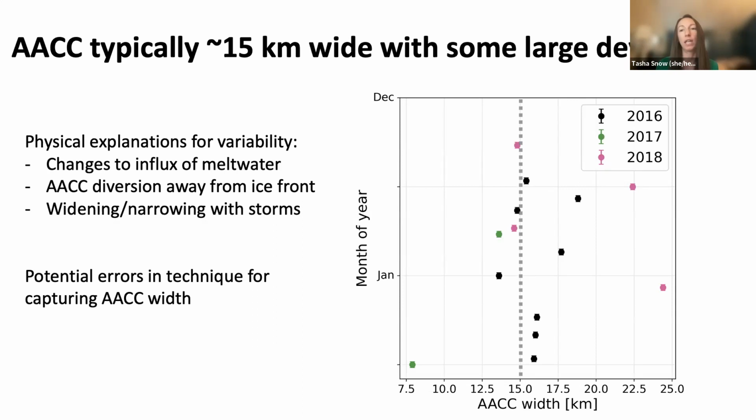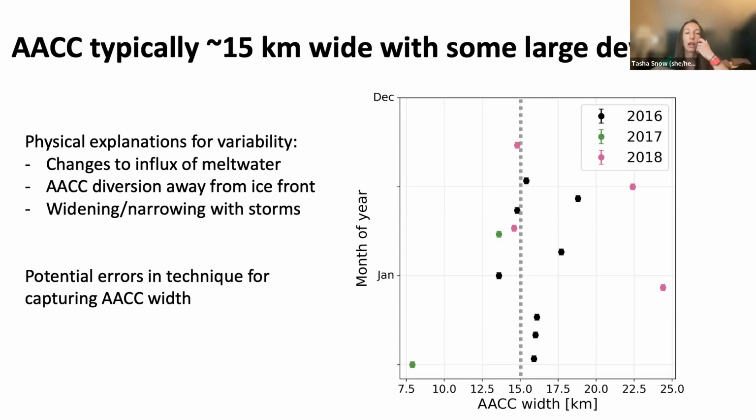You can calculate the width of the coastal current, and we expected that to be about 12 kilometers based on the basin configuration here and oceanographic calculations that were made by some of my physical oceanography collaborators. But what you'll notice is there's a reasonable amount of variability around this 15 kilometers. And reasons why we might have that are changes in influx of meltwater, diversion away from the ice front of the coastal current, widening and narrowing of the coastal current during storms. And there's also potential errors in the technique with capturing the Antarctic coastal current width with thermal data.